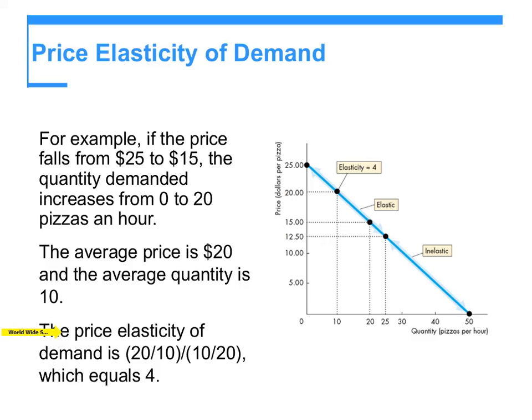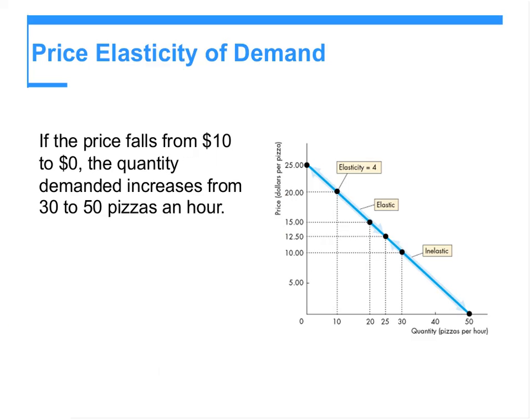If you look at here, the changes are different. Now I'm going to calculate something under the midpoint, which is this point, to prove why on a linear curve, anything above the midpoint is elastic, and anything under the midpoint of the curve is inelastic. So if the price falls from 10 to 0, from this point to this point. Initially, the quantity is how much? 30. It goes to 50. So 50 minus 30 gives you 20 change.